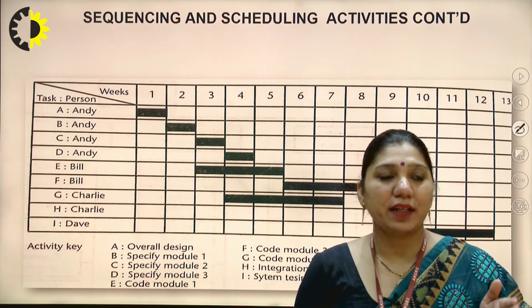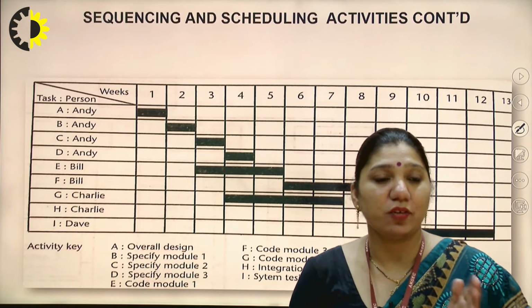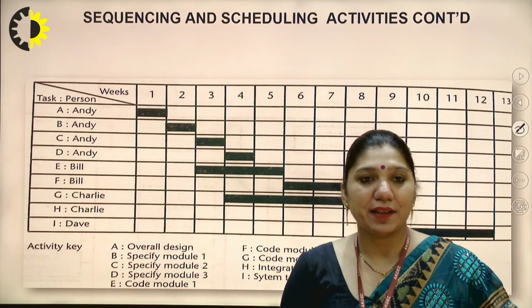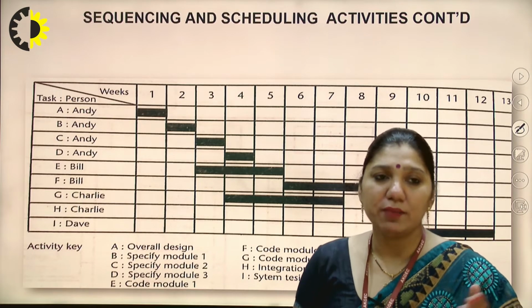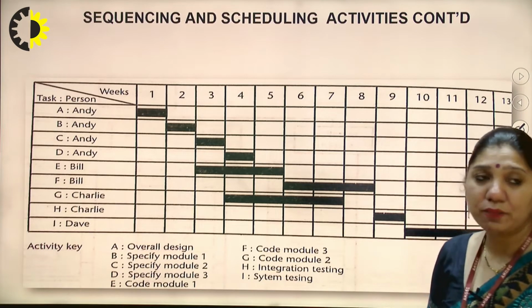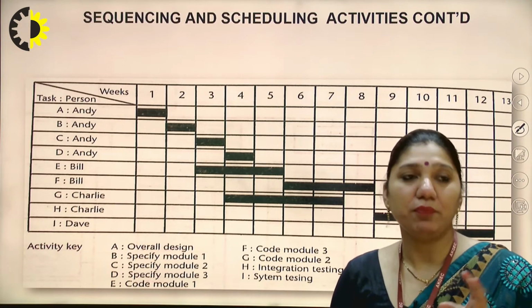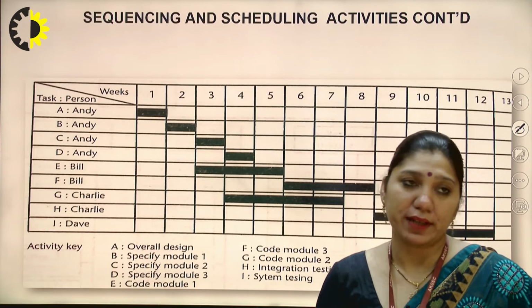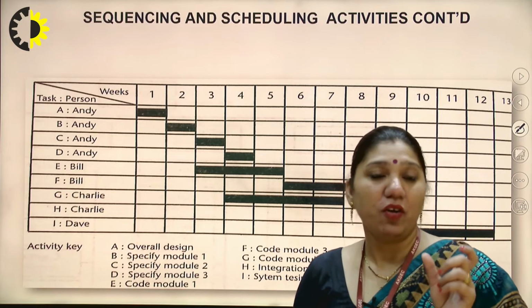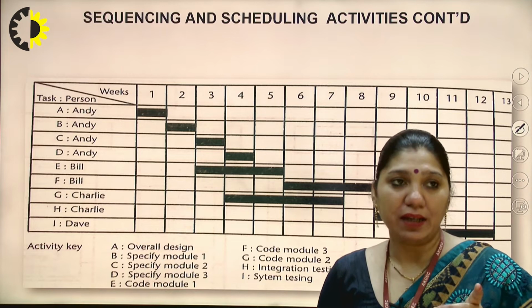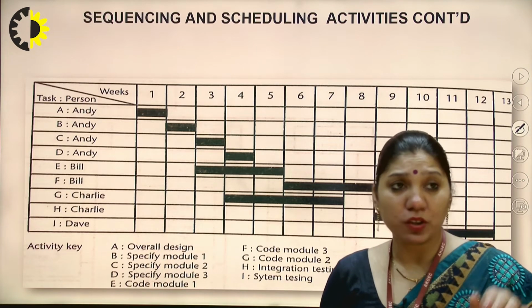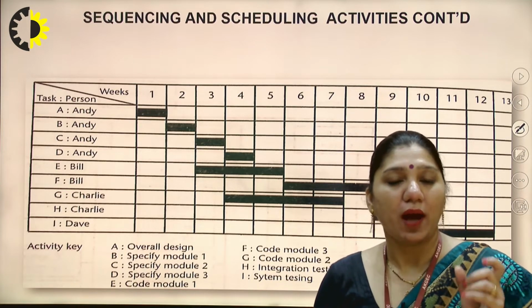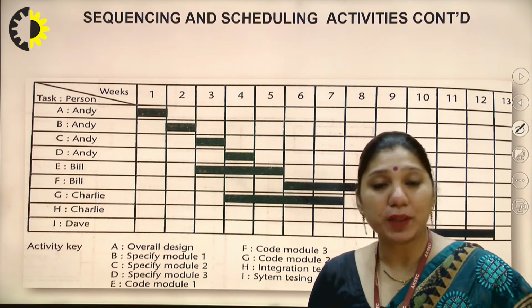On the left-hand side, the module names are mentioned: A is the overall design, B is specify module 1, C is specify module 2, D is specify module 3, E is code module 1, and similarly the rest are declared here. In this bar chart, the first bar represents that Andy has to complete the overall design by week 1. Week 1 has a black bar, representing that Andy will complete the overall design in week 1. Similarly, the second work assigned to Andy is the specification of module 1, which should be completed by the second week.